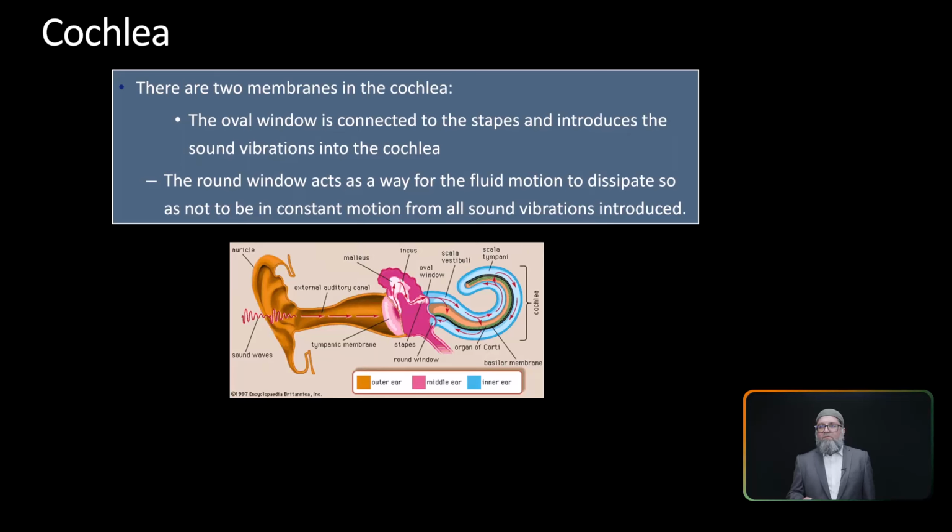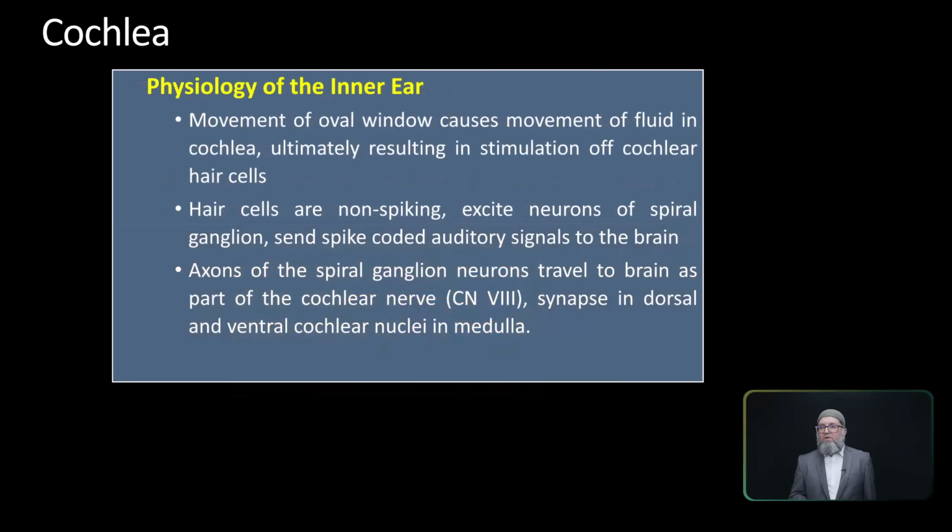So there are two membranes in the cochlea. The oval window is connected to the stapes and transmits sound vibration to the cochlea, and the round window acts as a way for fluid motion to dissipate, so that there is not constant motion from all sound vibration. So the oval window is moving, causing movement of the basilar membrane and the inner hair cell.